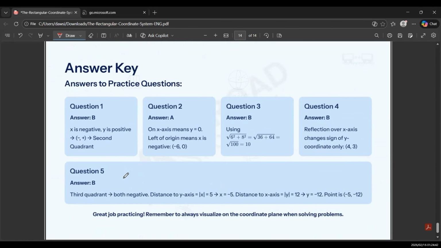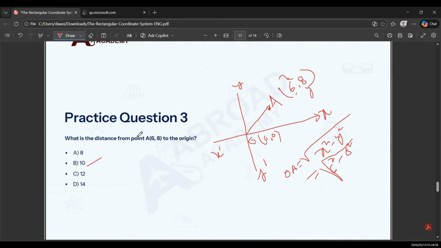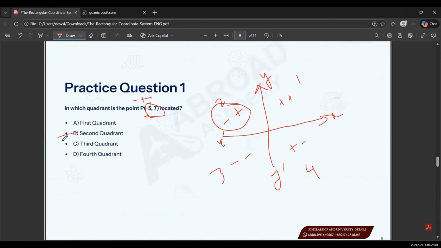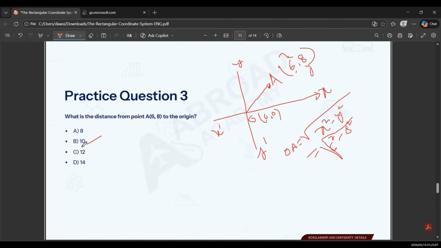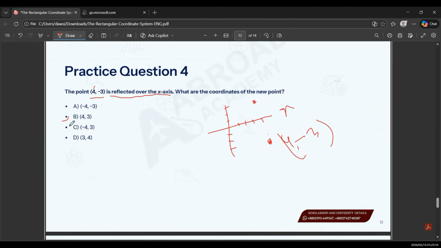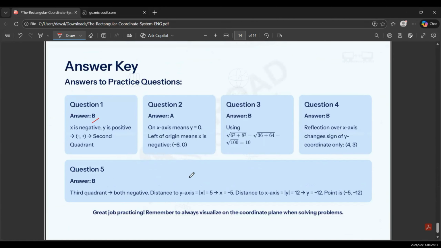And here's the answer key, answers to the practice questions. All the answers are here, and I think our answers will be correct. Question 1 is answer B. We solved question 2 as A, question 3 is B, 10, practice question 4 is B, (4, 3), and 5 is also B, (-5, -12). Let's check. Yes, it's correct. It's also correct.